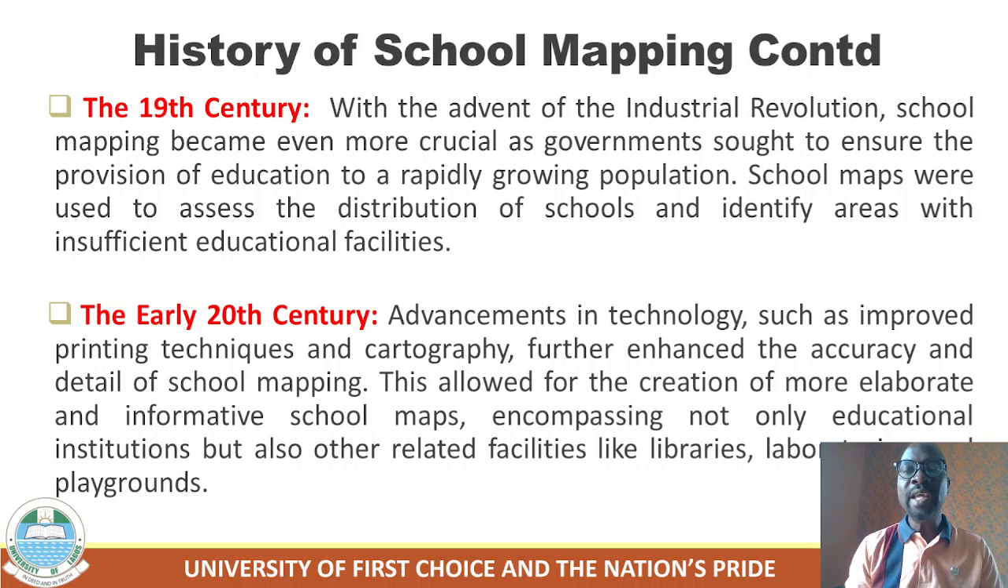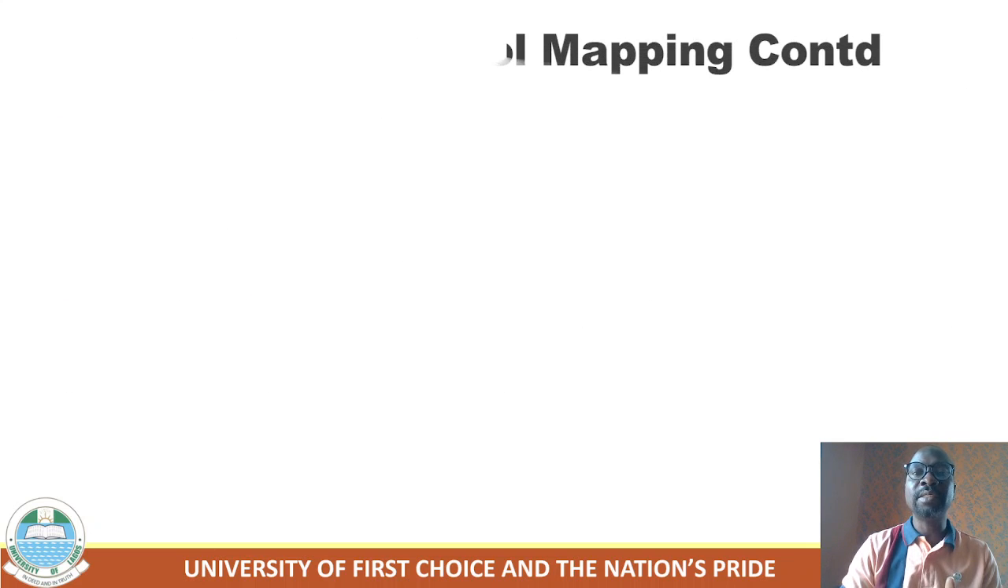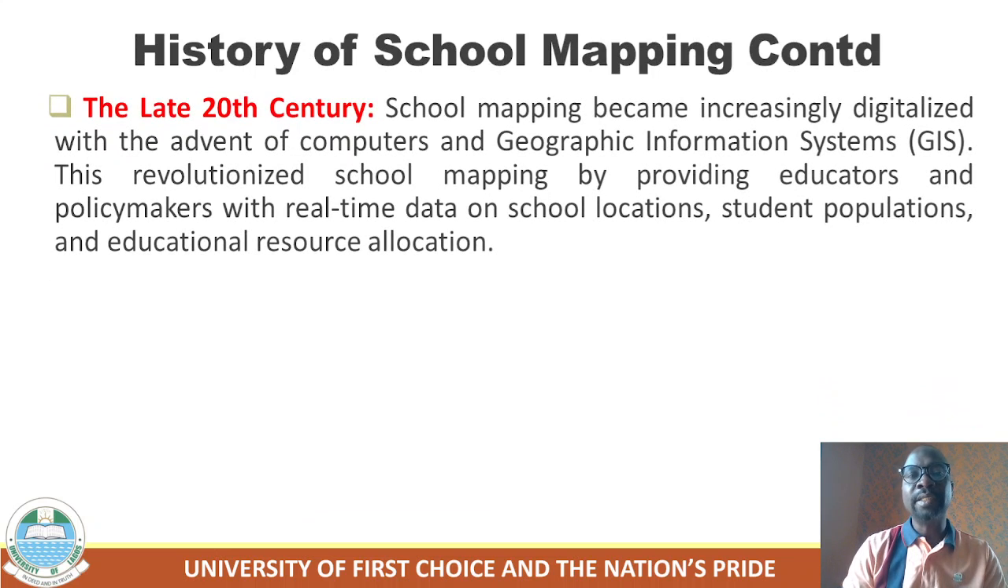So it is not only at that period providing educational institutions, school plans, and what have you. Then what about other equally related facilities that will make the teaching-learning process more effective? So attention now started shifting to such related facilities like libraries, laboratories, and of course, playgrounds. Now, like I said, the 20th century is divided into two.